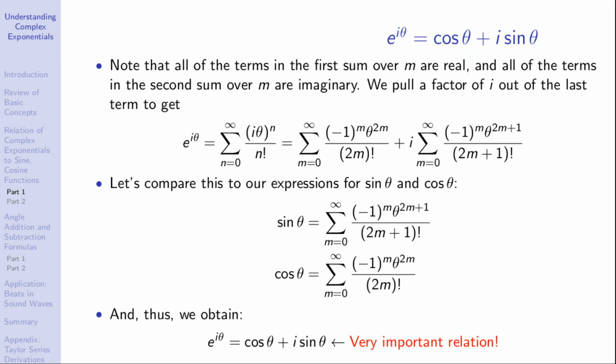If we compare our expressions for e^(iθ), sine θ, and cosine θ, we obtain that e^(iθ) is equal to cosine θ plus i sine θ. Now this is a very important relation, so we would encourage you at this point to stop and make sure that you understand all of the steps that led to this relation.